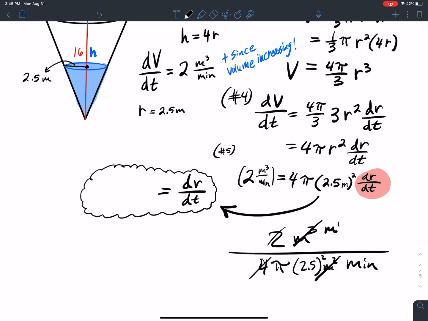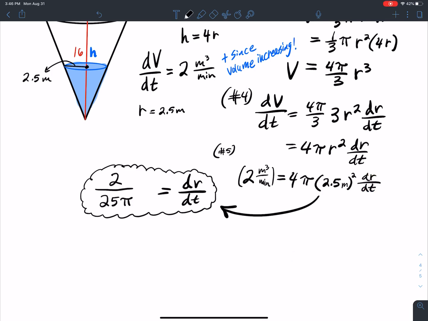Okay, so that gets me 1 and then multiplied by 2. And I have that pi left over. So after all of that simplifies, I'm going to get 2 over 25 pi meters per minute, which the units make sense here because it's dr/dt, how the radius is changing with respect to time in minutes, so it's meters per minute.